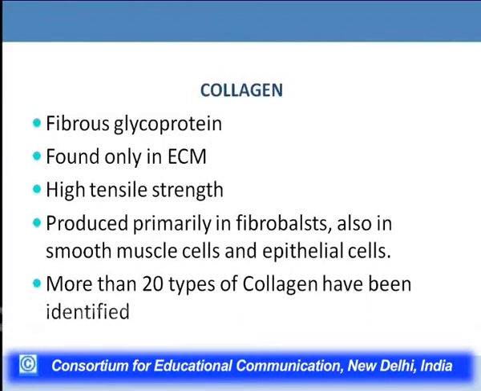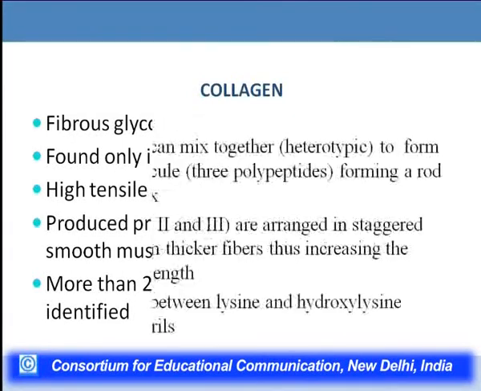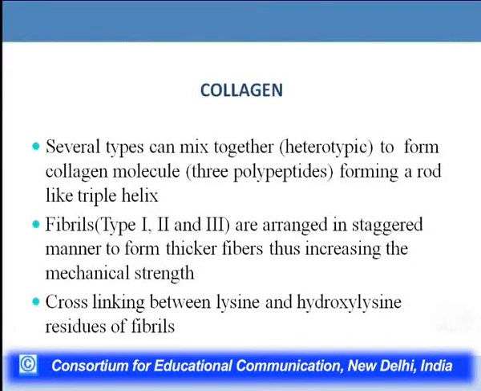Basically, it is synthesized by cells known as fibroblasts, but it is also made by smooth muscle cells and epithelial cells. Now, the speciality of this particular protein is that it has a very high tensile strength, so that it can stretch to great length without breaking. And this feature is very important for its prevalence in the extracellular matrix. Now, this collagen family has about 20 types of collagen which have been identified to date, and they can exist in a variety of mixtures.